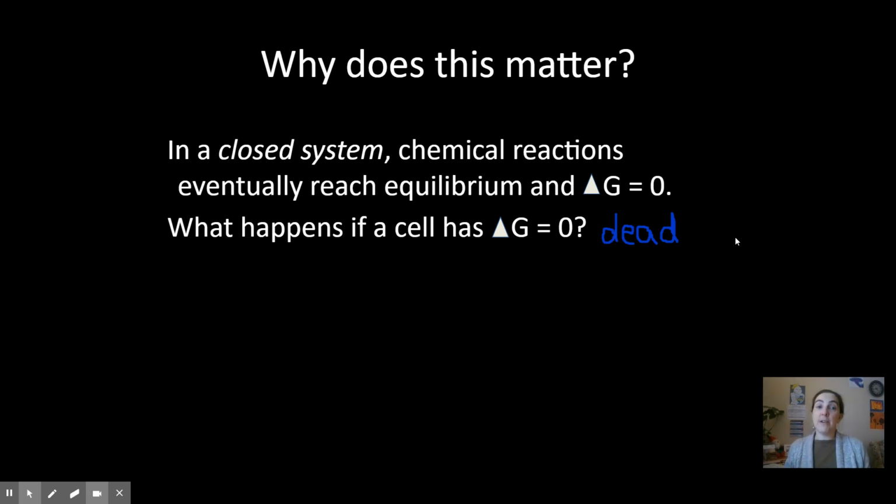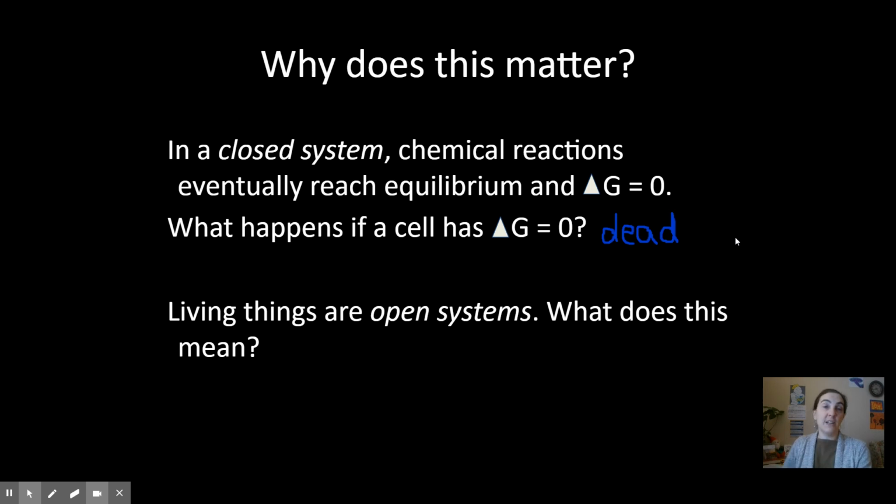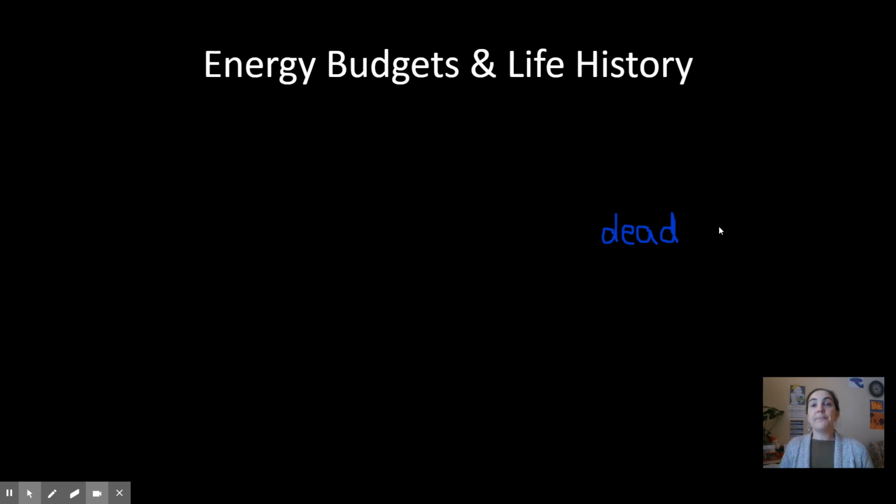And they're never there because living things are not closed systems. They're open systems that are constantly taking in oxygen, nutrients through our food, releasing waste products, all of that kind of stuff. So living things never reach equilibrium, but that's a good thing. That's what makes us living creatures.